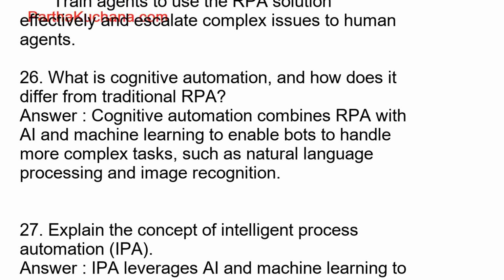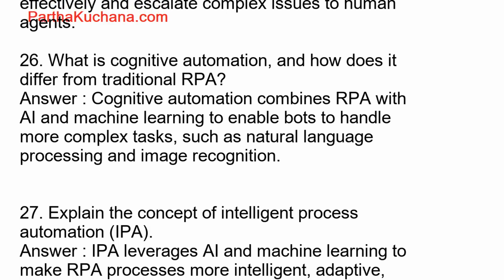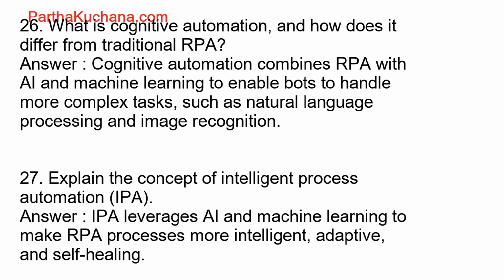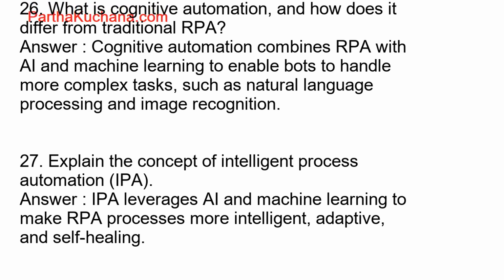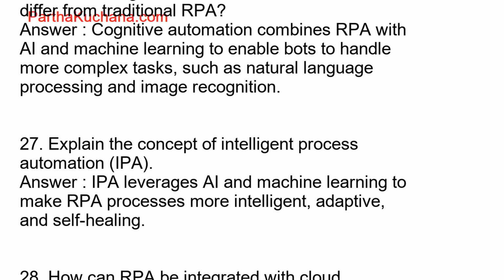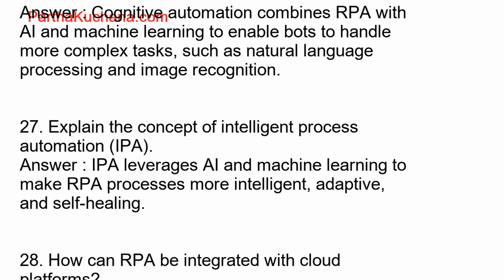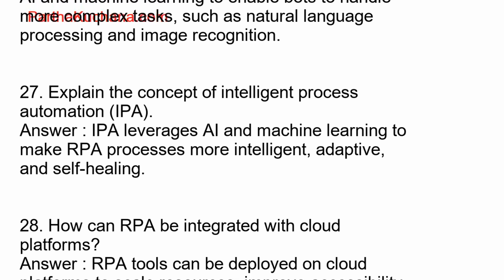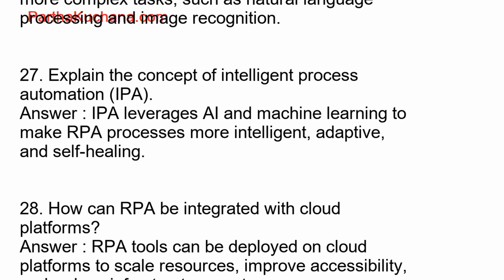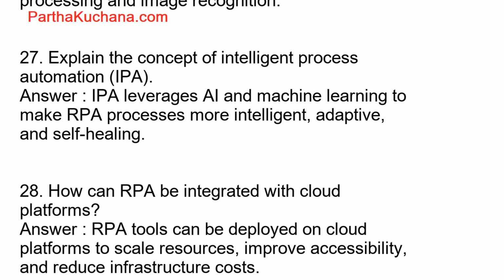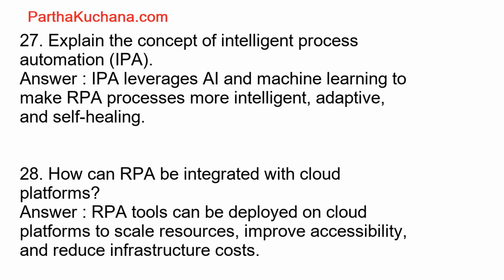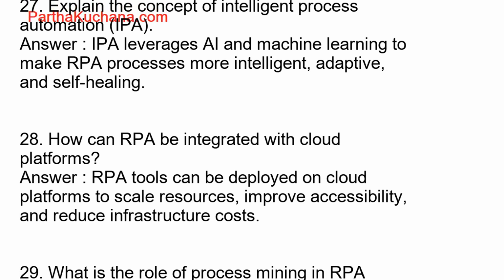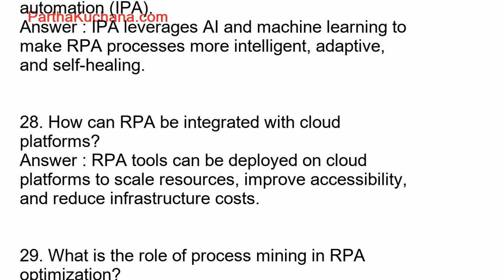31. What is the difference between attended and unattended automation in the context of RPA? Answer. Attended automation requires human interaction to initiate or complete tasks, while unattended automation allows bots to run autonomously. 32. How do you approach selecting the right RPA tool for a specific business process? Answer. Selecting the right RPA tool involves evaluating multiple factors, such as ease of use, scalability, security, and integration capabilities.